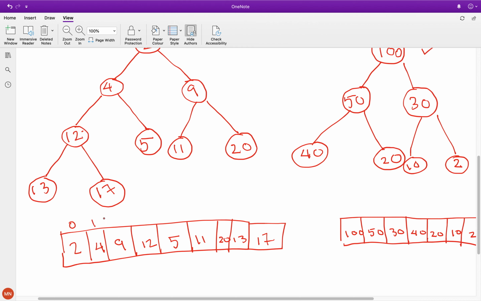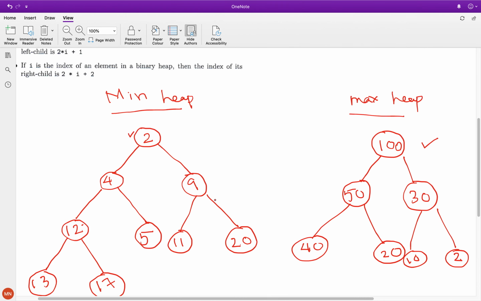Now we have to discuss a few important properties of a binary heap when it is represented in an array. So I am writing the indices here: 5, 6, 7, 8. Now let's see the first property.